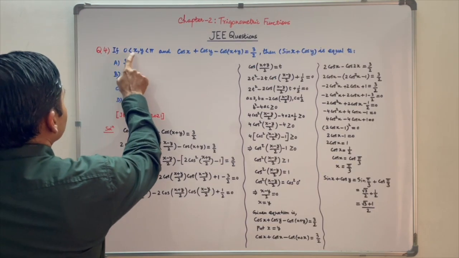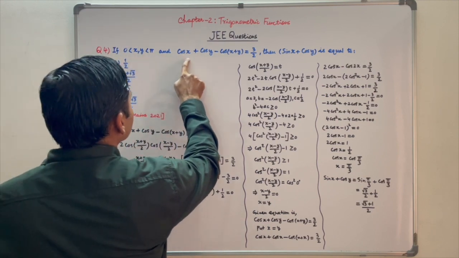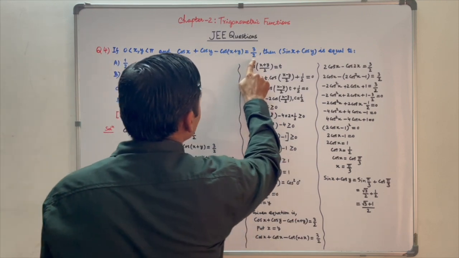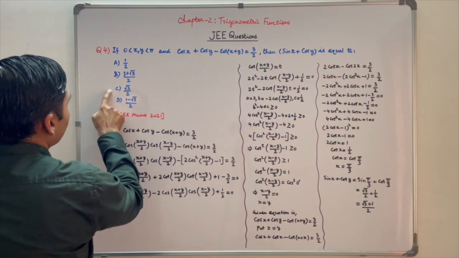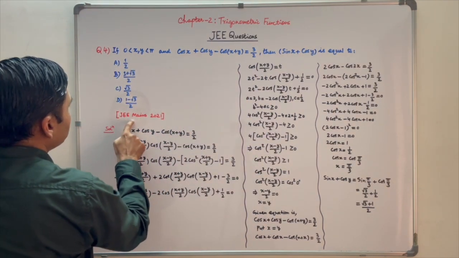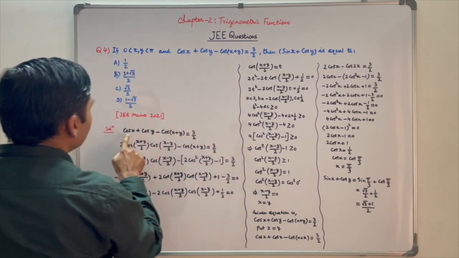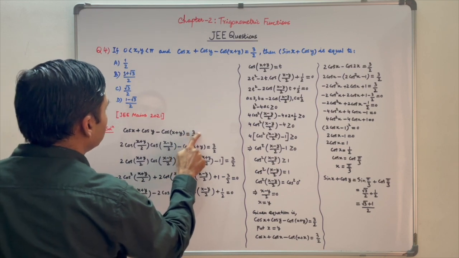Fourth question: if x and y lie between 0 and pi and cos x + cos y - cos(x + y) = 3/2, then sin x + cos y is equal to. These are the options given. This question appeared in JEE Mains 2021. The given equation is cos x + cos y - cos(x + y) = 3/2.